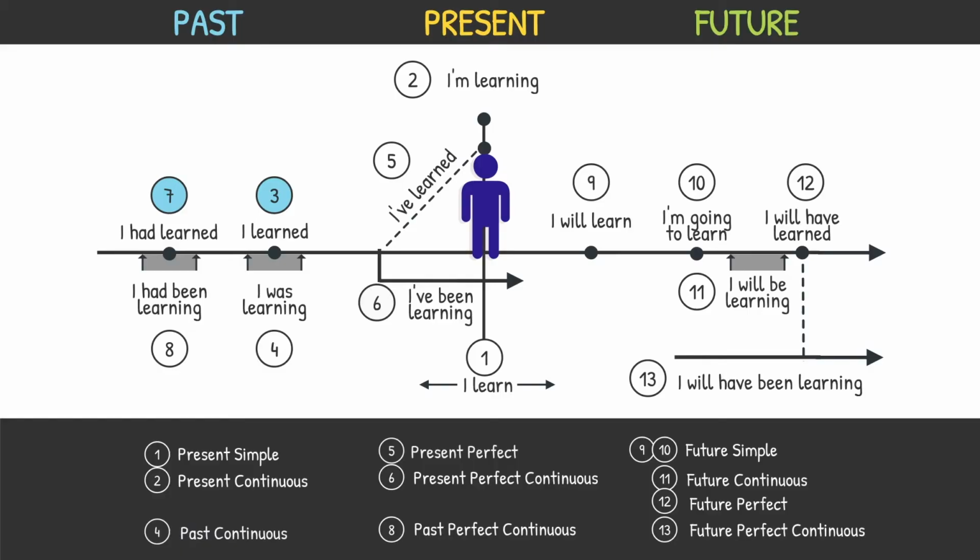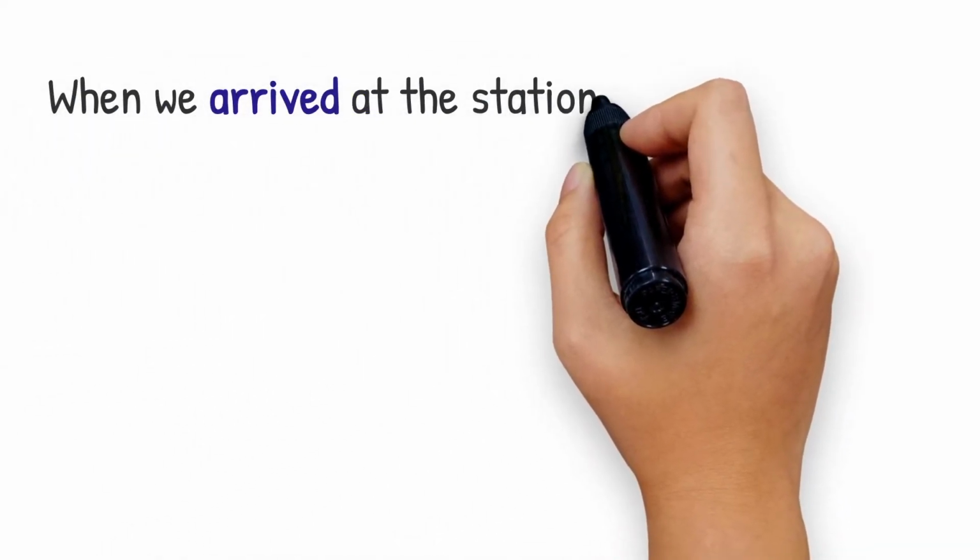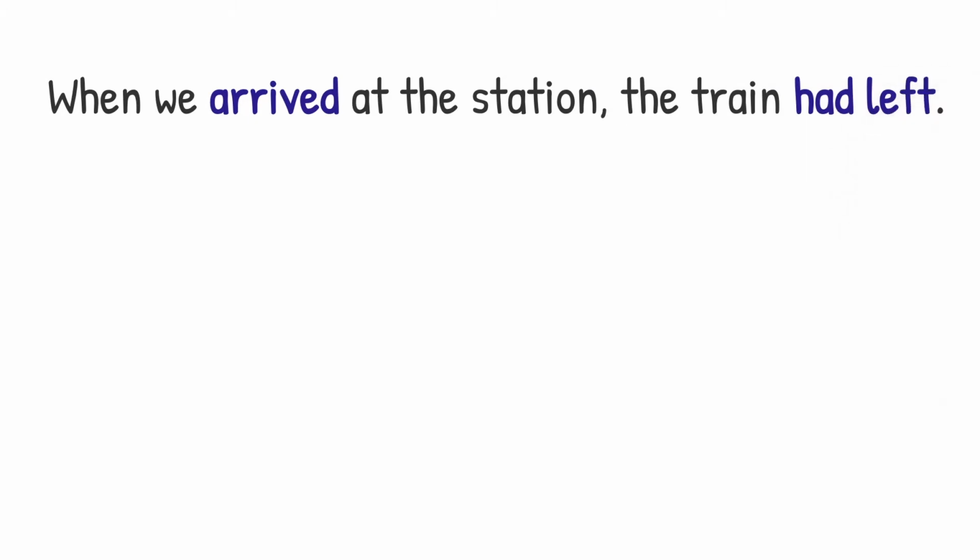We're now going to compare number 3, the past simple, with number 7, the past perfect. Take a look at the following sentence and try to explain why I used number 3 and number 7.